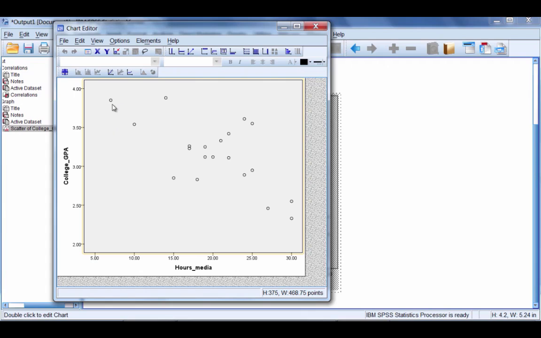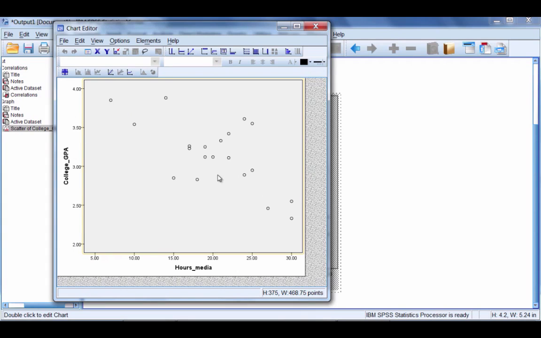Next, notice these points over here. This point is low on hours media. They're somewhere around 7 or so, but they're high on GPA. If you notice, they're close to 4. This person is fairly low on hours media, and they're fairly high on GPA, and so on. And then these people in the middle, they're moderate on hours of media, and they're moderate on their GPA, as far as our GPA was measured, which is about from 2 to 4 here.